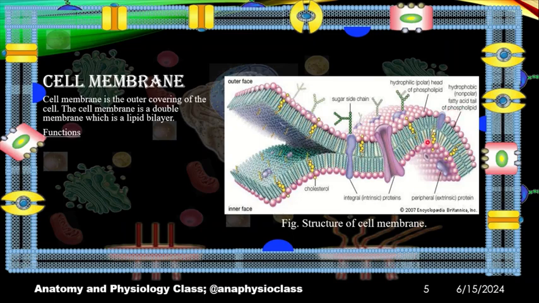So some examples of the extrinsic proteins include, some of them act as carrier proteins, some of them are enzymes. Then the carbohydrate component of the cell membrane.